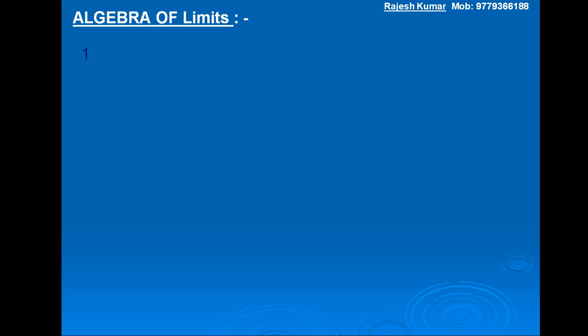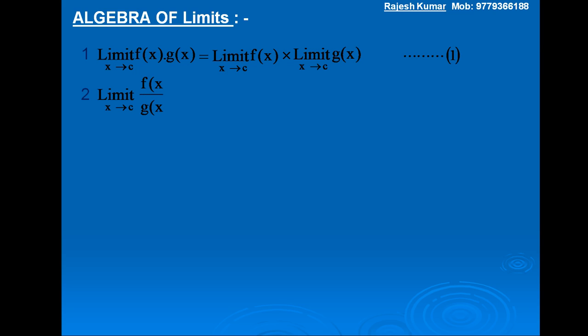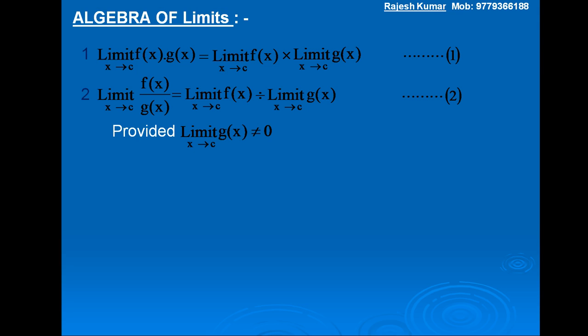Algebra of limits. First rule, product rule. Limit x approaching c of f(x) times g(x) is equal to limit x approaching c of f(x) multiplied by limit x approaching c of g(x). Put equation number 1. Second, limit x approaching c of f(x) upon g(x) is equal to limit x approaching c of f(x) divided by limit x approaching c of g(x). Put equation number 2. This is true provided limit x approaching c of g(x) is not equal to 0.